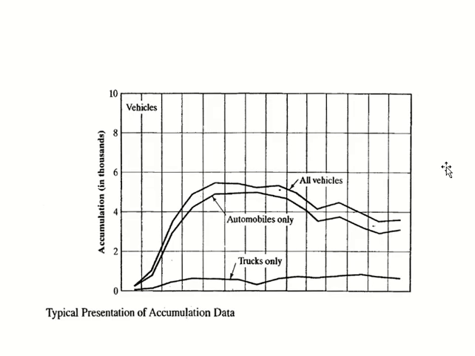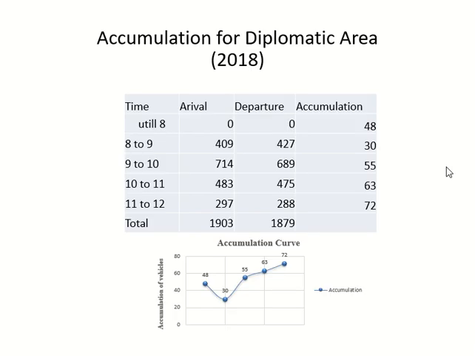This is accumulation count plotted, so you can see the time and the count. And one more thing which you can see is the different types of vehicles. So in some cases, maybe you are more interested in the accumulation of specific type of vehicles, for example, trucks in industrial areas. So the accumulation count can be divided into different types of vehicles as well.